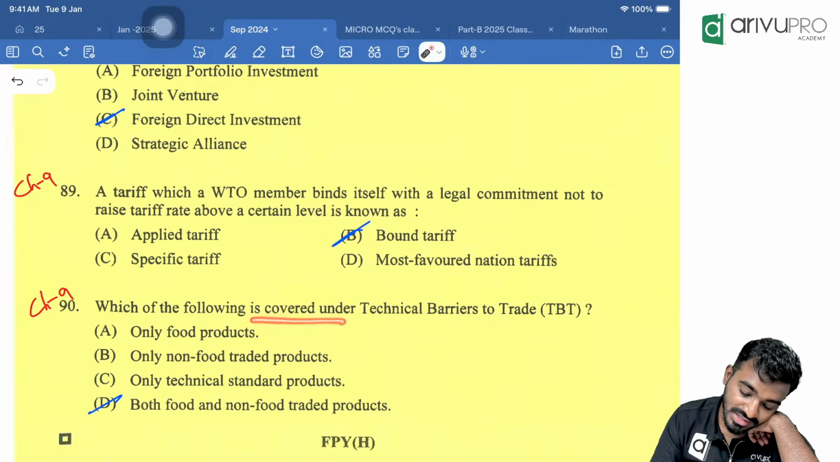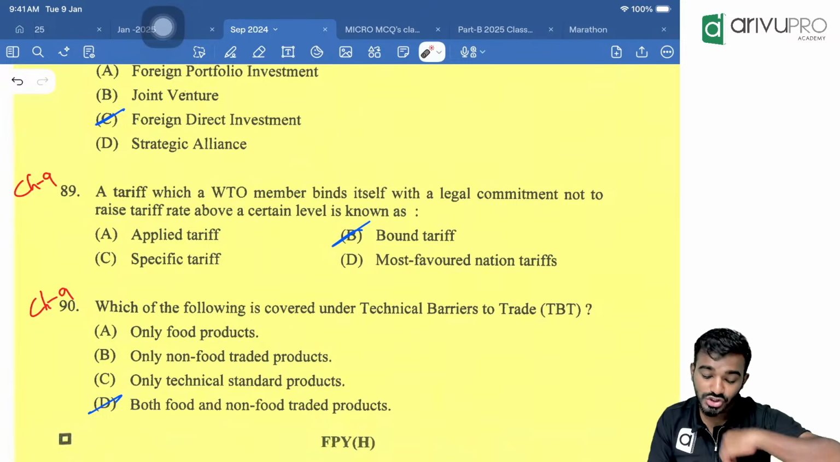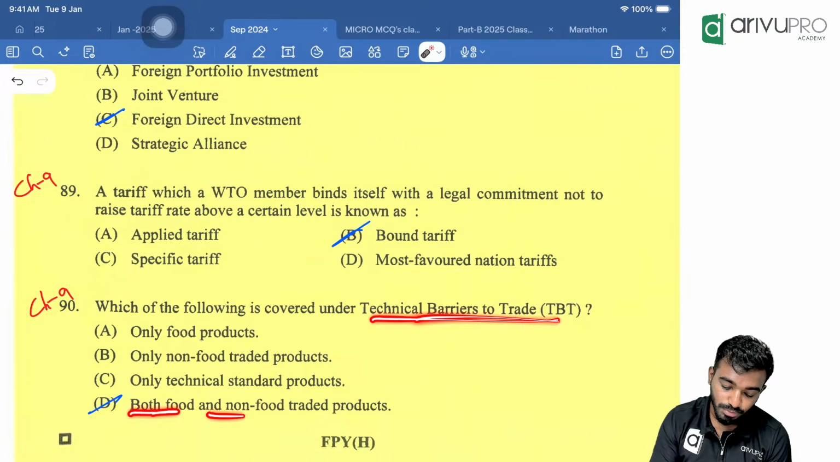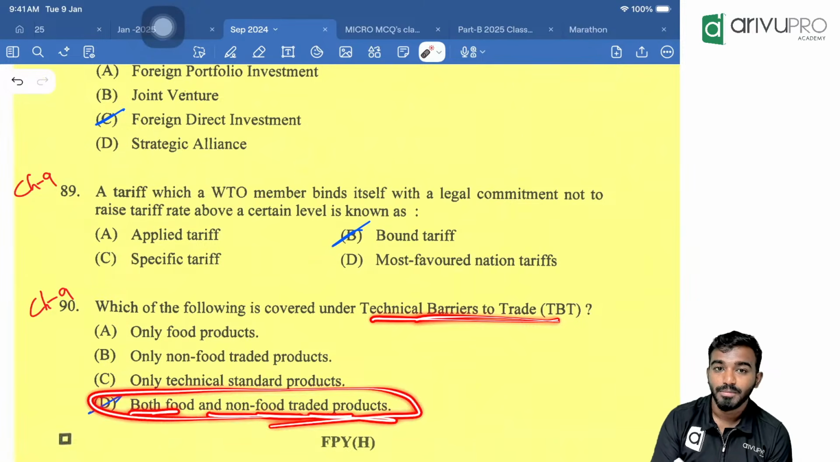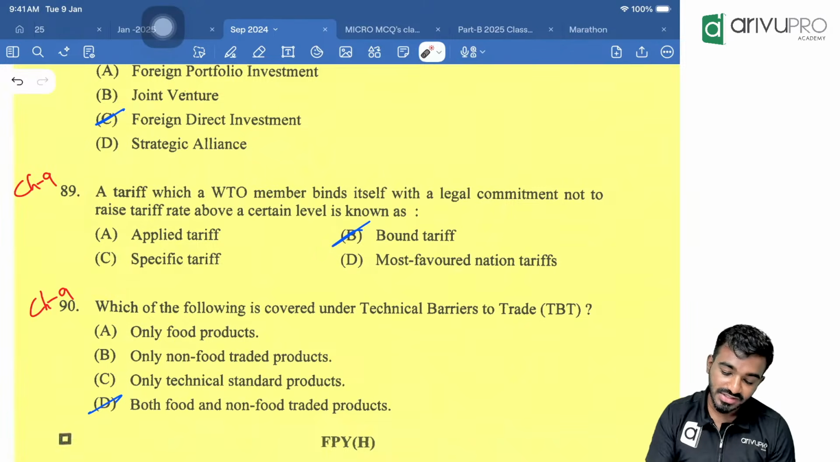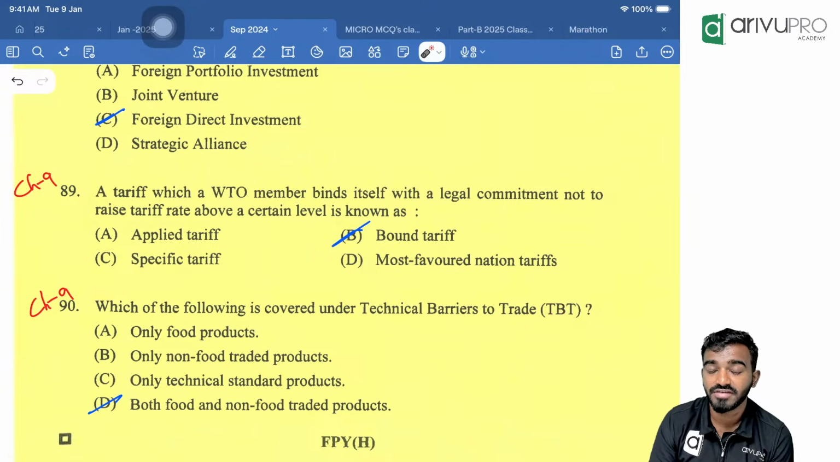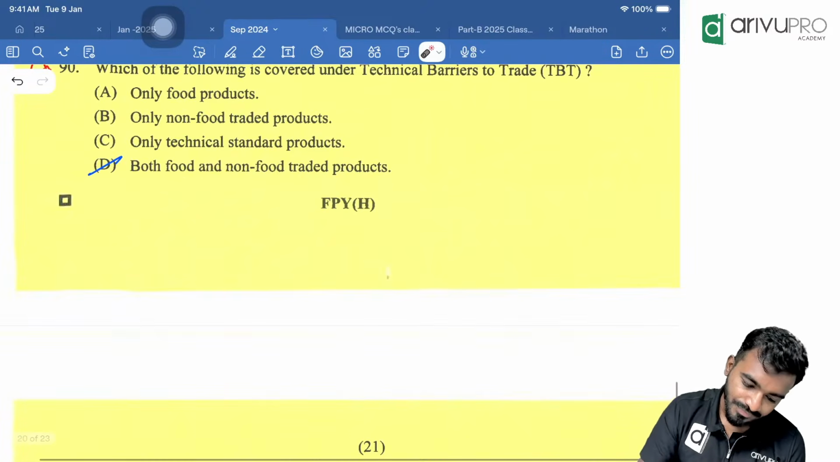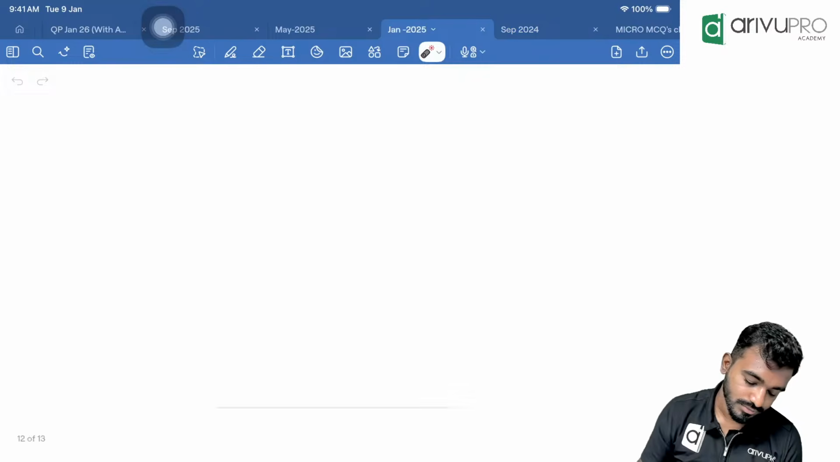Which of the following is covered under the TBT, technical barriers to trade? Under technical, SPS and TBT; non-technical, quota, embargo, all these are there. SPS and TBT, technical barriers to trade, apply to both food products as well as non-food products. Standard and specification, design, shape, labeling, all of this comes under TBT. SPS is human life, animal life, plant life, biodiversity. That's it. This was September 24. Next.